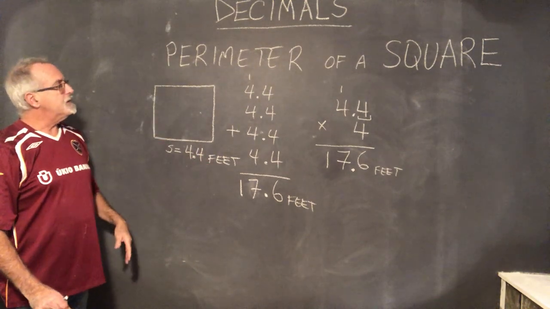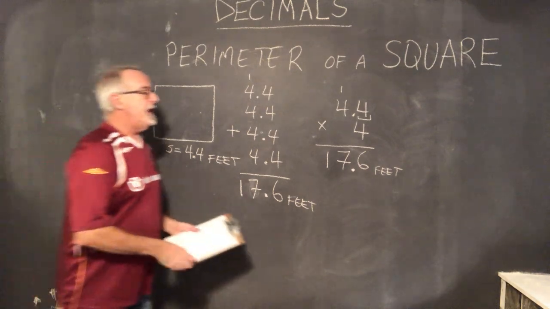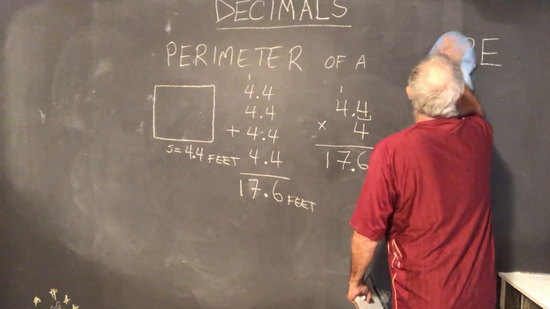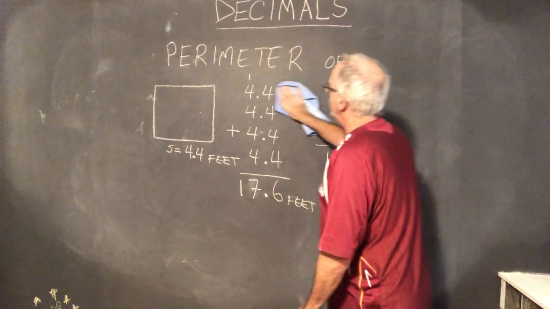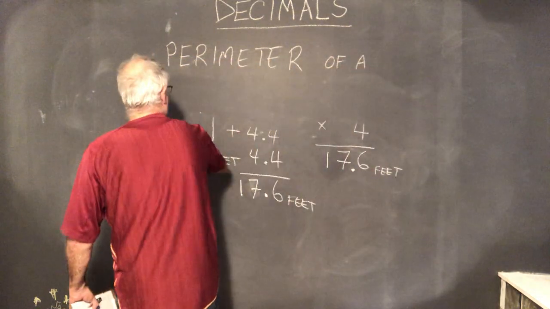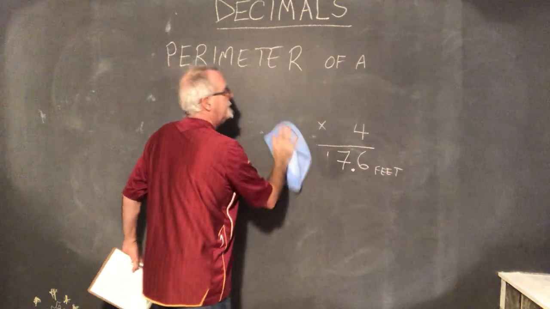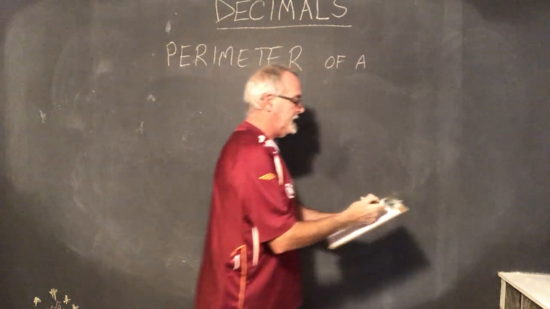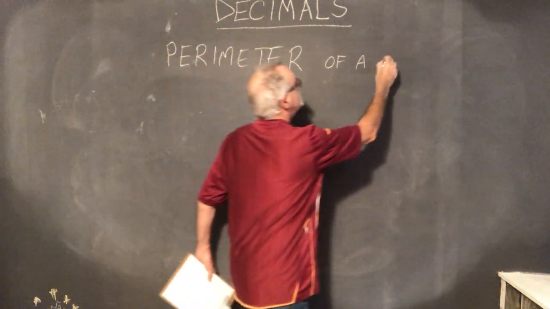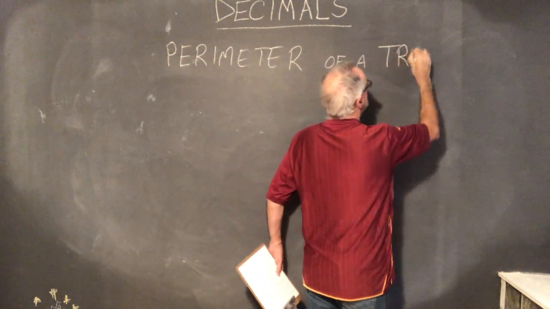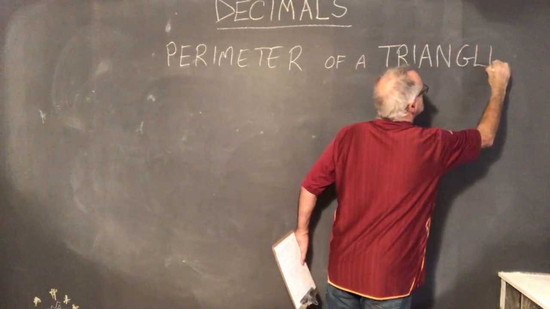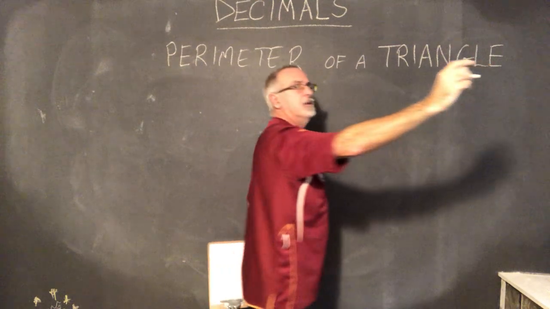This is fun. It's so fun, let's do another one. And the best thing about it, for me as a teacher, is I don't have to erase everything. I have to erase almost everything. But I don't have to erase the perimeter of a part because my next one is going to be perimeter of a triangle. Ooh, this is longer than the word square. Is it going to fit?